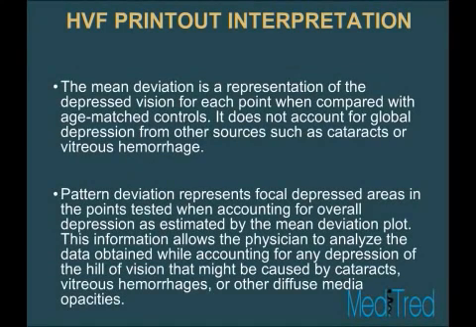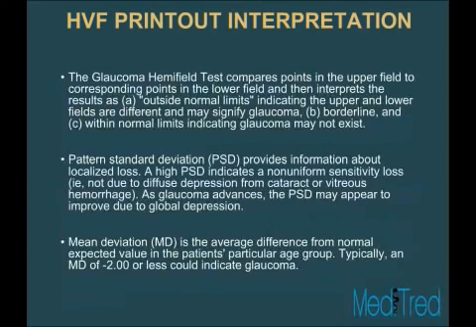The mean deviation is a representation of the depressed vision for each point when compared with the age-matched controls. It does not account for global depression from other sources such as cataracts or vitreous hemorrhage. And that's where pattern deviation comes in. It represents focal depressed areas in the points tested when accounting for overall depression as estimated by the mean deviation plot. This information allows the physician to analyze the data obtained while accounting for any depression of the hill of vision that might be caused by cataracts, vitreous hemorrhages, or other media opacities.